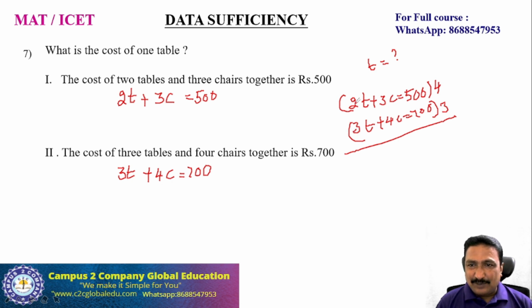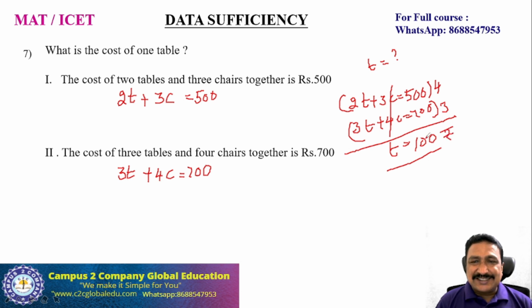3 3s are 9 tables, 4 2s are 8 tables. 9 tables minus 8 tables is equal to 1 table. Here 3 4s are 12 chairs, and 4 3s are 12 chairs, which cancel. Here 3 700s are 2100, 4 500s are 2000. So 2100 minus 2000 is equal to 100. So we are getting the answer by combining the first statement and the second statement. So the cost of a table is equal to 100 rupees.